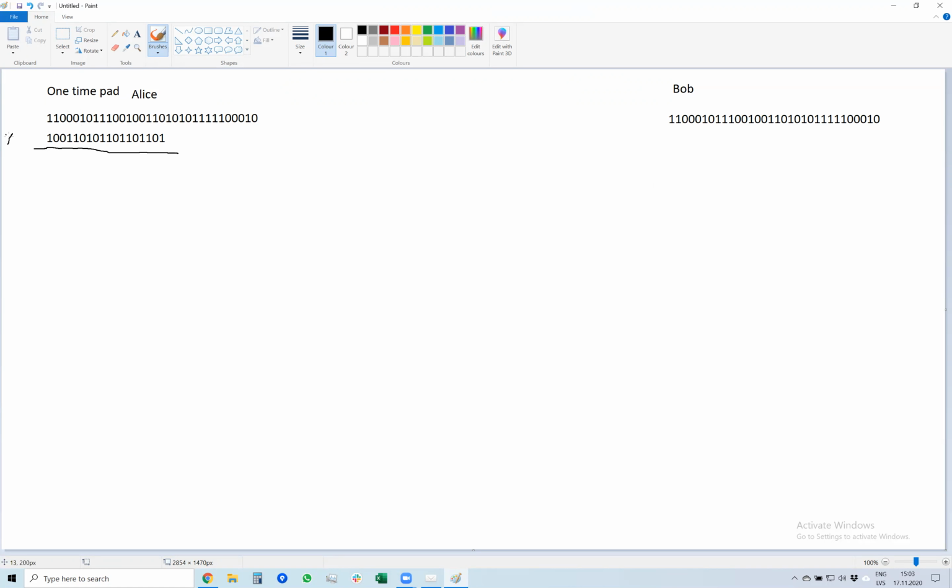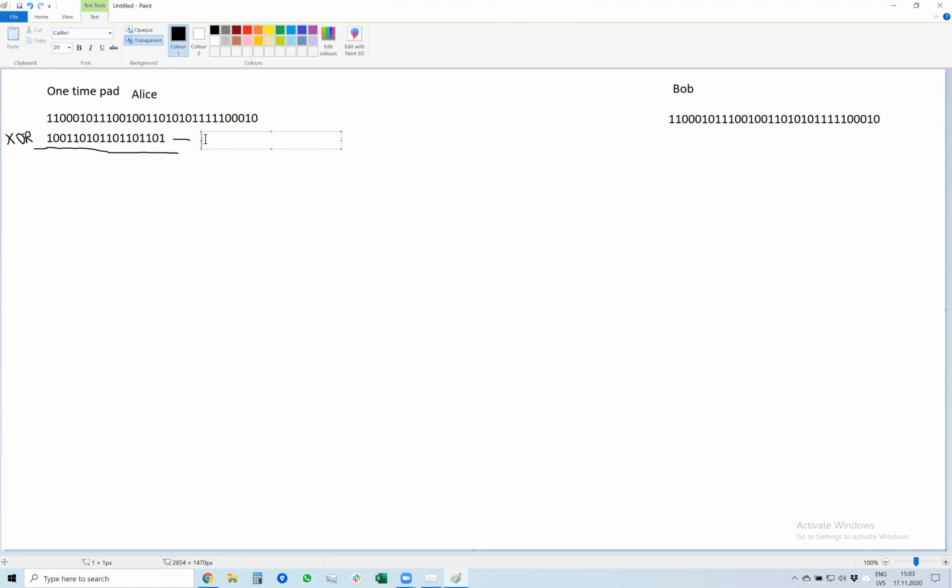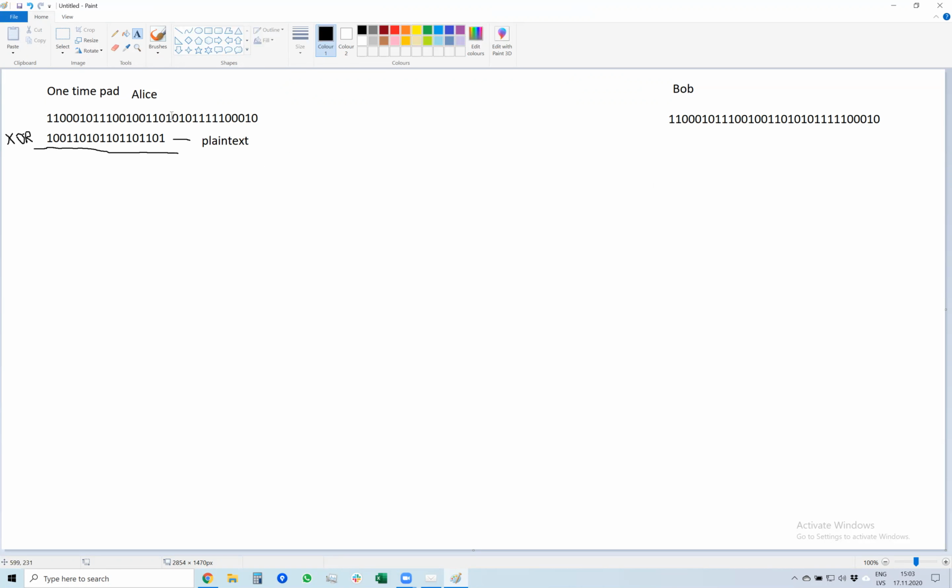So Alice does XOR on her message. This is the plain text. She does XOR on her plain text with this one-time pad. And let's analyze what happens. So 1 XOR 1 is 0. Because in one-time pad there is bit 1, this bit is flipped. Here is 1, so the bit is flipped. 0, so bit is written the same way.